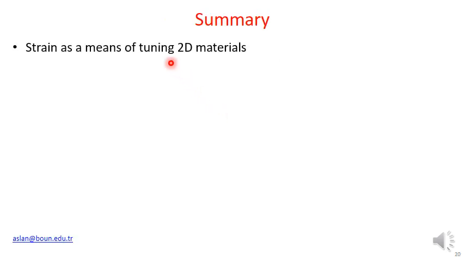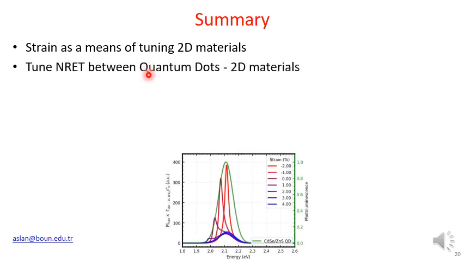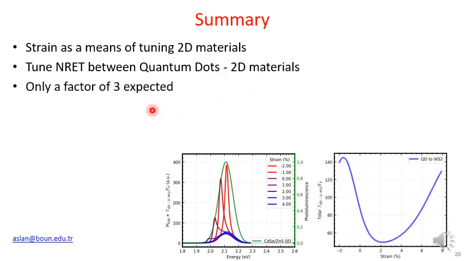To summarize, we can use strain as a means of tuning two-dimensional materials, and we can tune the non-radiative energy transfer rate between quantum dots and two-dimensional materials, but only a factor of 3 to 4 is expected, and high-quality quantum dots will help. This is a result for a different kind of quantum dot, so that's why it looks different, and the factor was 3 for this calculation.